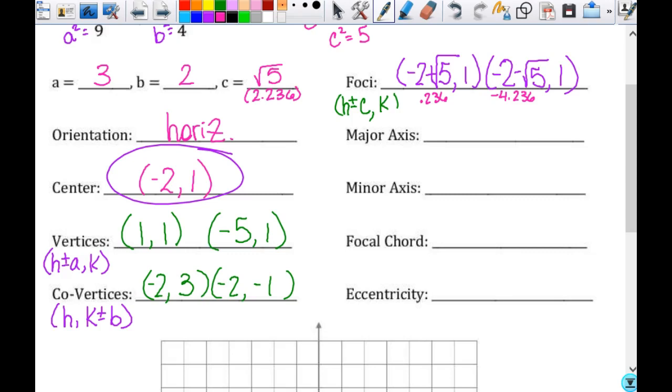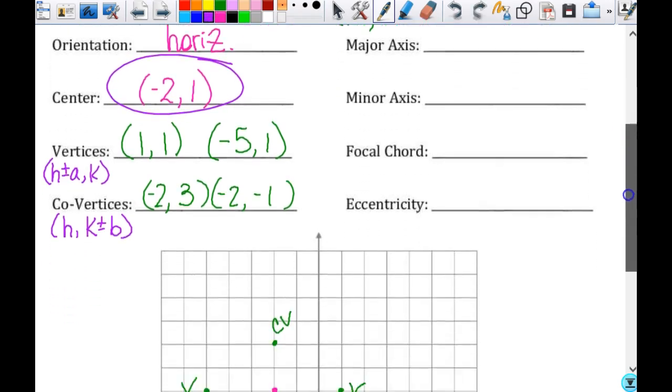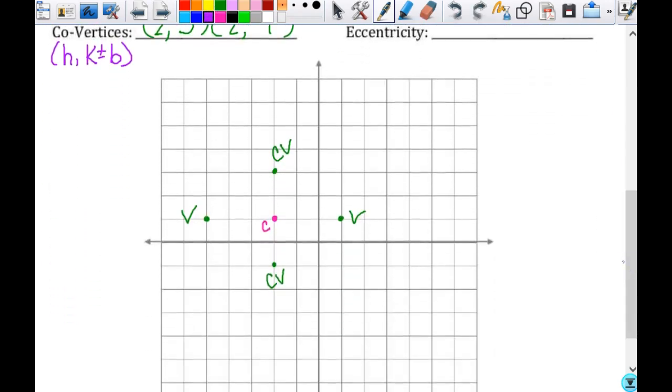Everybody okay with that? So now when I go and plot those, my foci, 0.236 is like right there. That's a focus. And then -4.236, that right there. And there's my other focus.